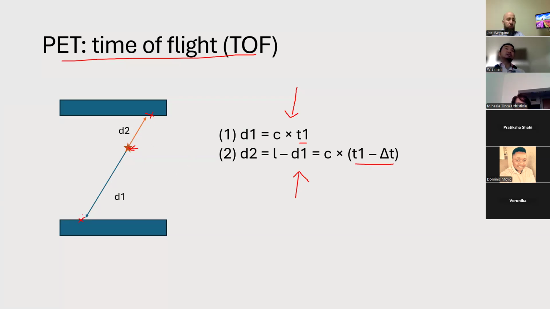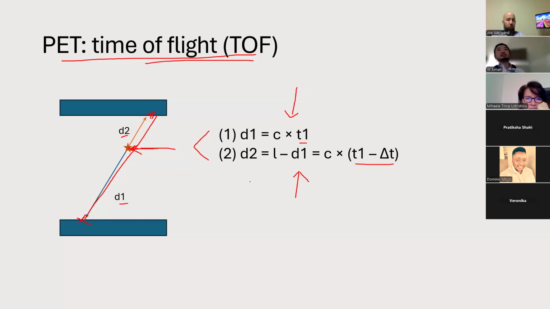And what about the distance? I know the relationship between D1 and D2, because once I detect it here and detect it there, I can draw my line of response, and I know how long it is. So now we have a system of two equations with two unknowns. And if you solve this, then you know where the event originates from. And this is a concept called time of flight.